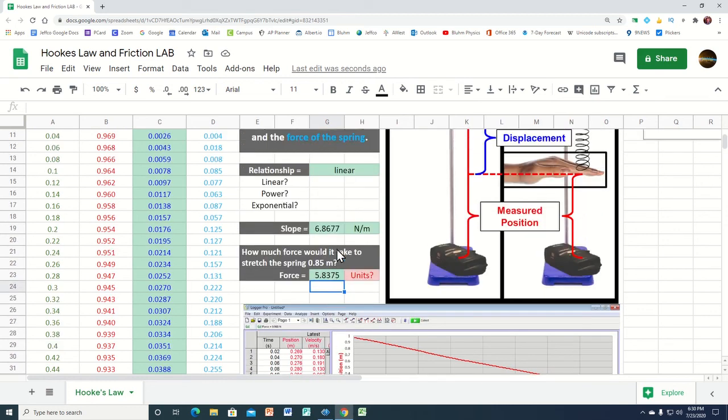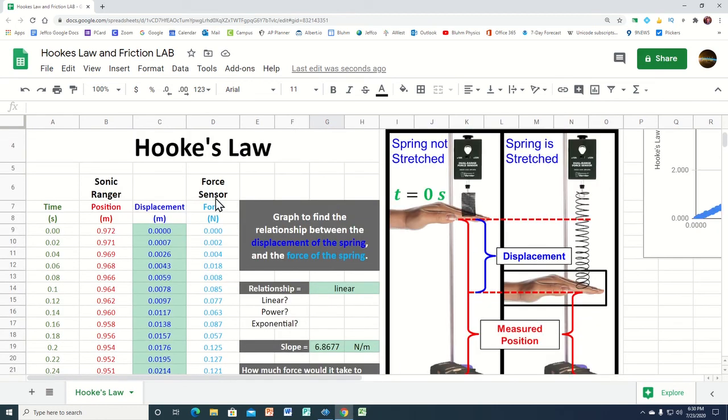But anyway, that is what's known as Hooke's law, which is the relationship between displacement of a spring and the force on the spring. My next video will have a discussion of and examples of implications or applications of Hooke's law.